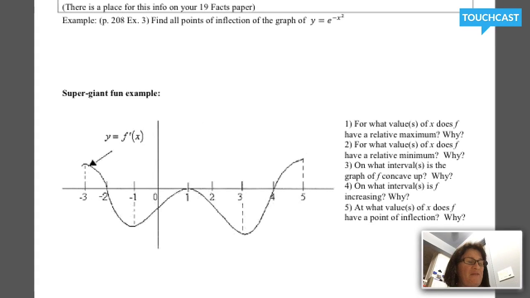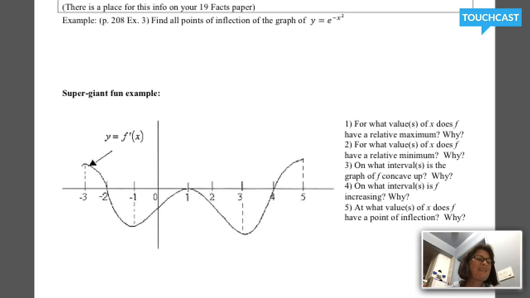Hello again, scholars. I'm very sad to learn that the audio cut out in my example from the concavity video. So this is: how can I find all points of inflection of y equals e to the negative x squared? I promise to double check the file before I post it.